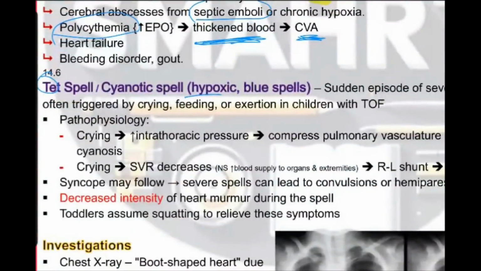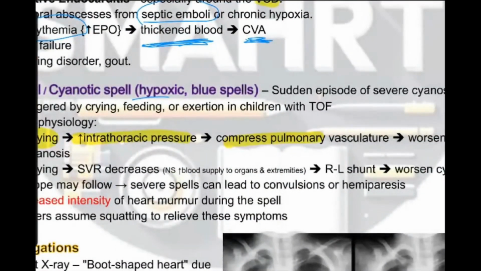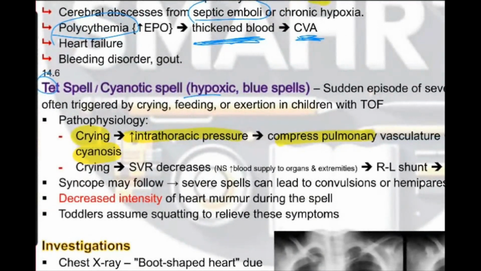So what happens here is whenever the baby cries, the baby's intrathoracic pressure increases. So this increase in intrathoracic pressure will compress the pulmonary vasculature, which is already compressed. Pulmonary stenosis is there already. So this will further worsen the cyanosis. That's why the baby becomes more blue whenever they cry.